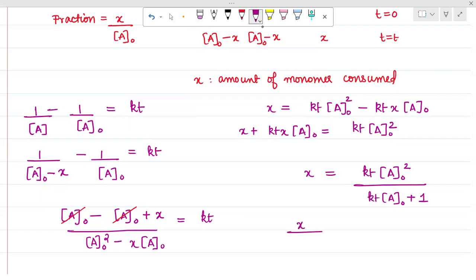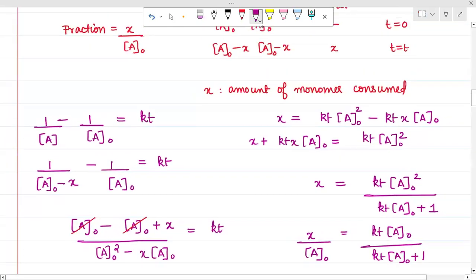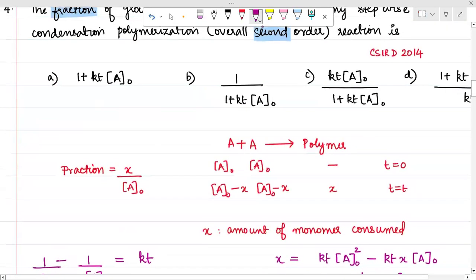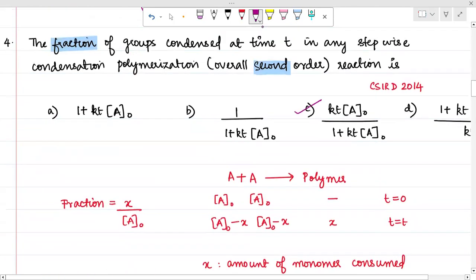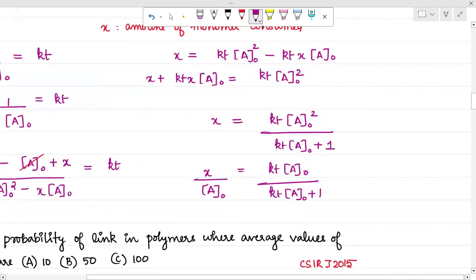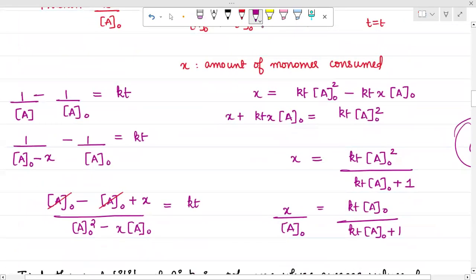We need the fraction, which is X by A naught. So dividing this by A naught will give you KT A naught divided by KT A naught plus 1. Let's check the options. KT A naught by 1 plus KT A naught. Option C is the correct answer. We have already done this in kinetics, so it should be easy for you.